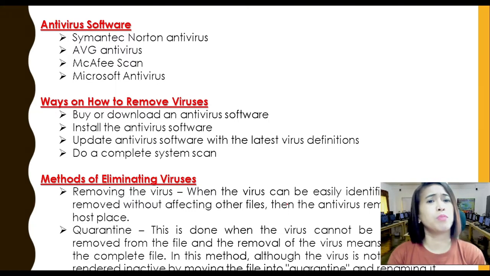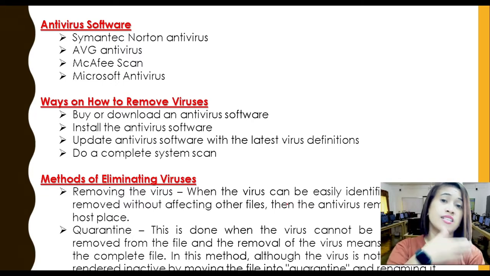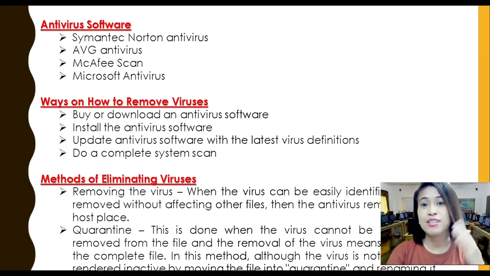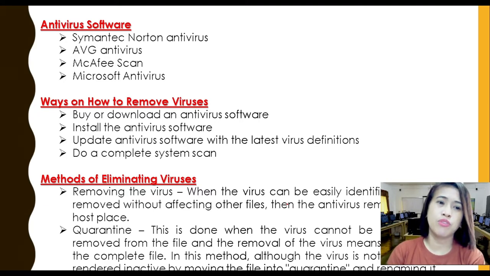Now, how are we going to prevent viruses? You have to install at least two antivirus software. Please do not install more than two antiviruses. Two antiviruses is enough to cure and to prolong the life of the computer system. You can use Symantec, AVG, Avast, McAfee, Norton, and Microsoft antivirus. Why two? We already have the default one, which is called Windows Defender, or Windows Shell.